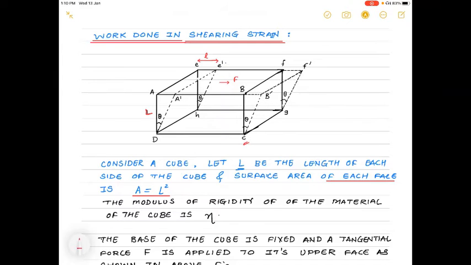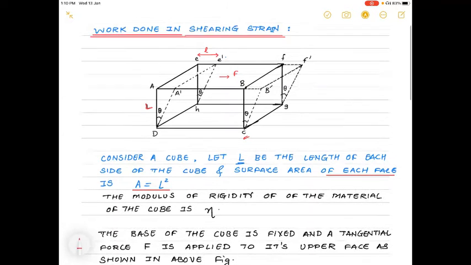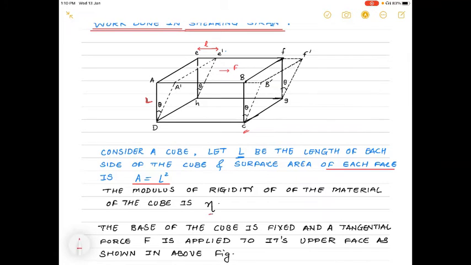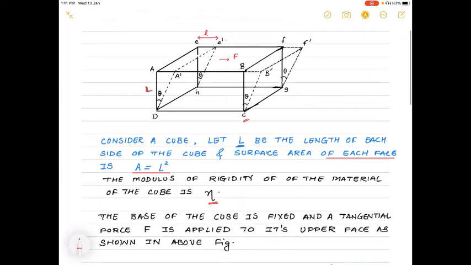Now the diagram does not show that each side of the cube is the same, but we have to assume that the modulus of rigidity of the material of the cube is eta. Now, the base of the cube is fixed and the tangential force F is applied to its upper face as shown in this figure. Getting it?